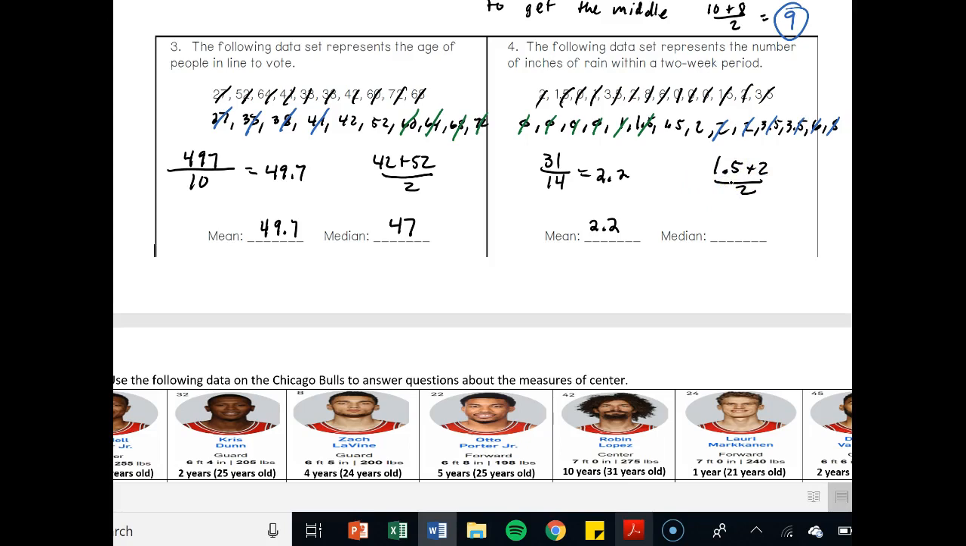Now, I'm not always saying that you always have to add the 2 numbers in the middle, but when you have an even set of numbers, like 10, 14, in this case, you will have to add the 2 numbers in the middle and divide by 2 to get your median, your middle number.